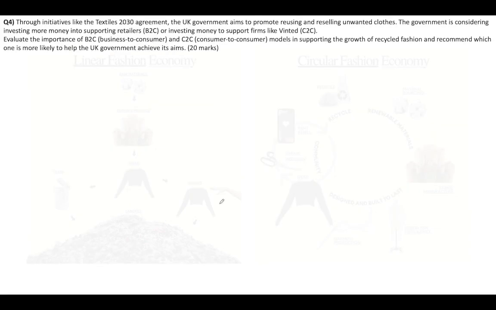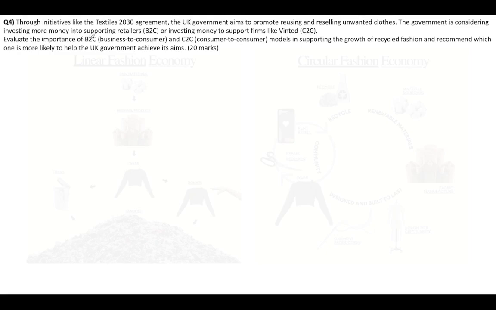Moving on. Here's our 20 marker. Now, through initiatives like the Textiles 2030 Agreement, you've read the case study, you should know what that is, the government aims to promote reusing and reselling unwanted clothes. The government is considering investing more money into supporting retailers, contextualised, or investing money to support firms like Vinted.